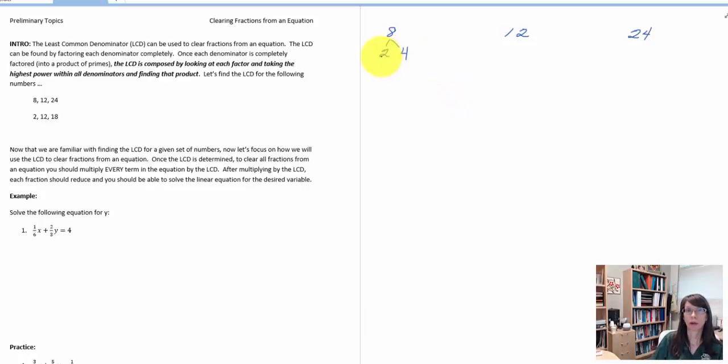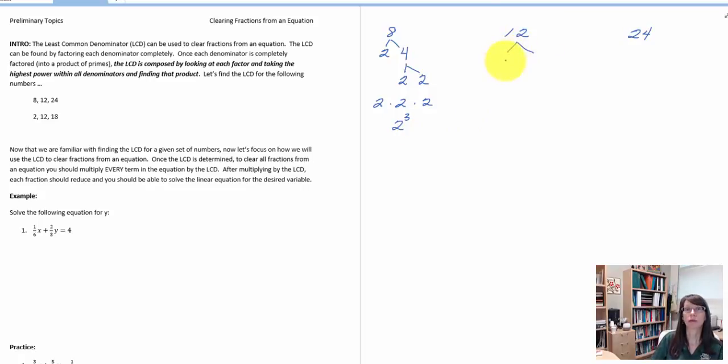2 is a prime number already because it only has factors of itself and 1, but 4 could be broken down again as 2 times 2. So the factors of 8 would be 2 times 2 times 2. Another way to write that is using exponent form. So the factor of 2 is multiplied by itself 3 times. That becomes 2 cubed.